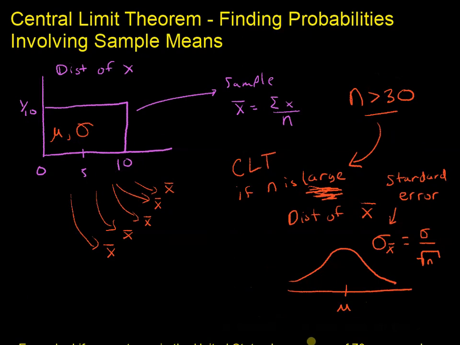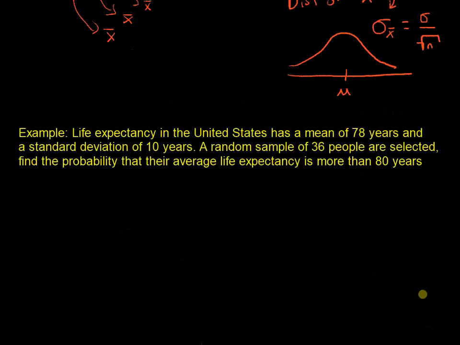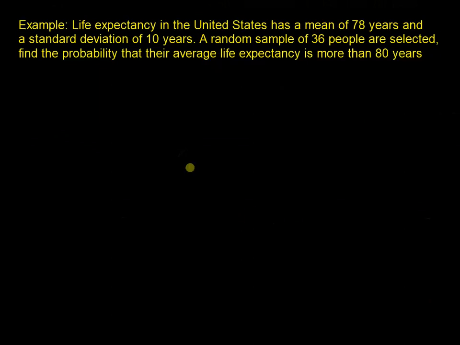Let's use this central limit theorem to answer a question involving probabilities involving sample mean. Life expectancy in the United States has a mean of 78 years old and a standard deviation of 10 years. So my random variable is going to be life expectancy, and the mean of life expectancy is going to be mu, 78 years old. And the standard deviation is 10.